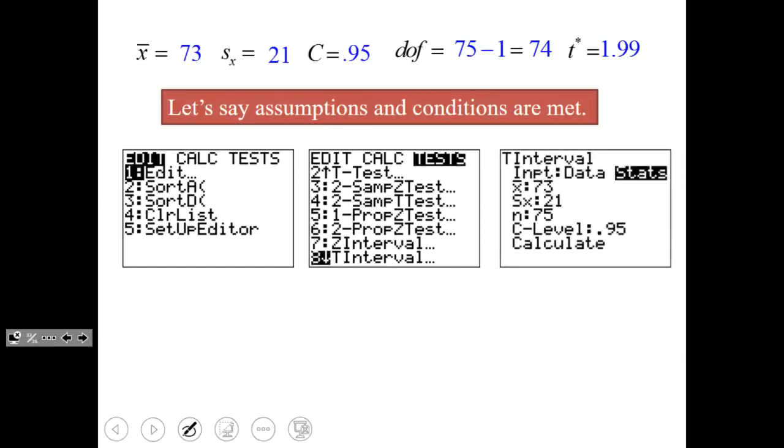On that screen, it gives me a couple options. I can use data or I can use statistics. Statistics, a numerical summary of a sample. I have that information. I don't have all the raw data, so I can't have loaded it in L1 and tell the calculator where it's stored.